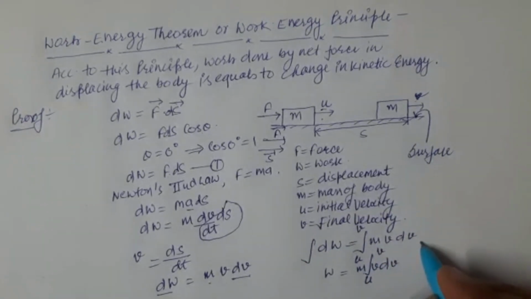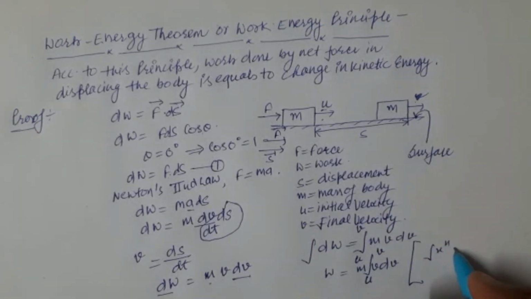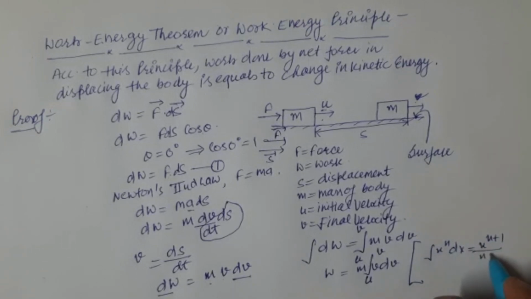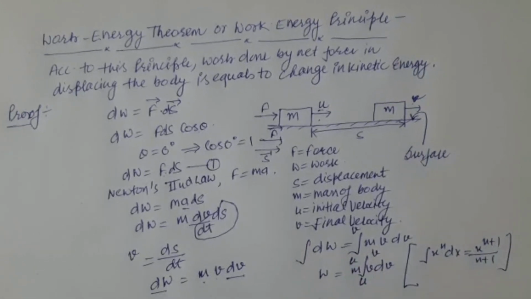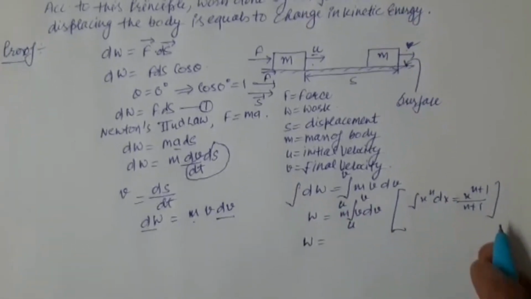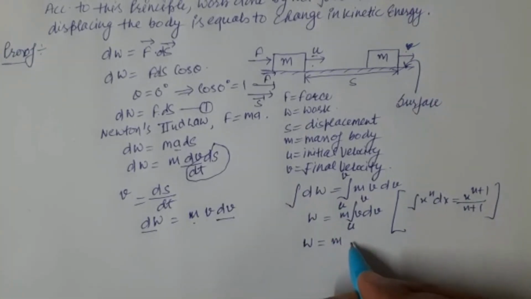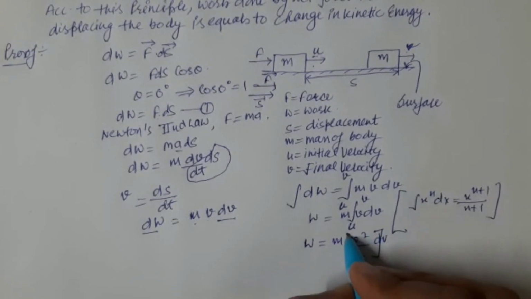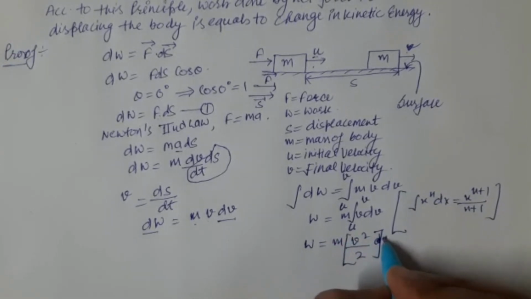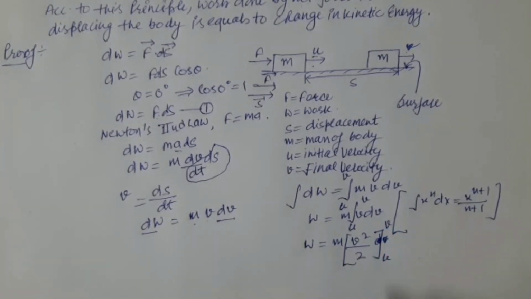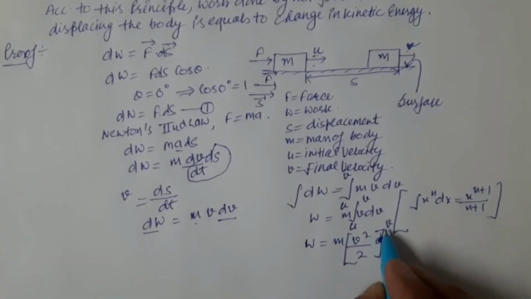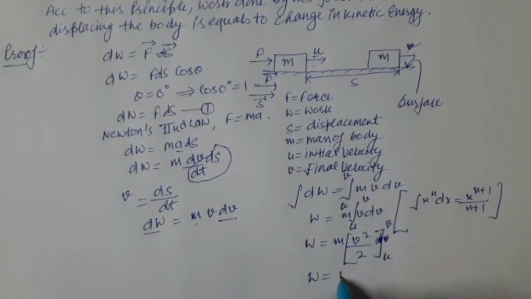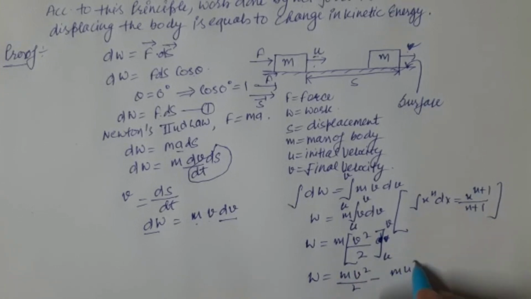We know that the integral of x raised to n dx is equal to x raised to n plus 1 upon n plus 1. So in this case, W is equal to m v squared upon 2 within the bracket, with lower limit u and upper limit v. We put in the upper limit minus the lower limit, so W is equal to m v squared upon 2 minus m u squared upon 2.